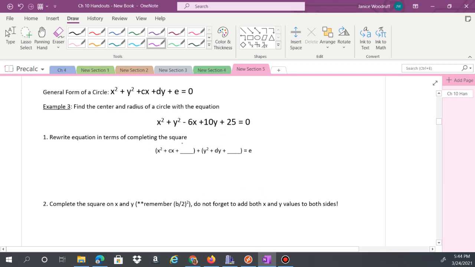Okay, so rewrite the equation in those terms. So you're going to do x squared plus the cx, so the number in front of x. So in this case, that is x squared, and then you have the x term, minus 6x. And then leave a blank because you know you're going to be completing the square, so plus blank. And I'm going to go ahead and put parentheses there. Then I've got plus, and then let's see, y squared. My y term is just 10y, so plus 10y plus blank. And then I'm going to take the constant, this plus 25, and move it over to the other side. So it's going to be equals negative 25.